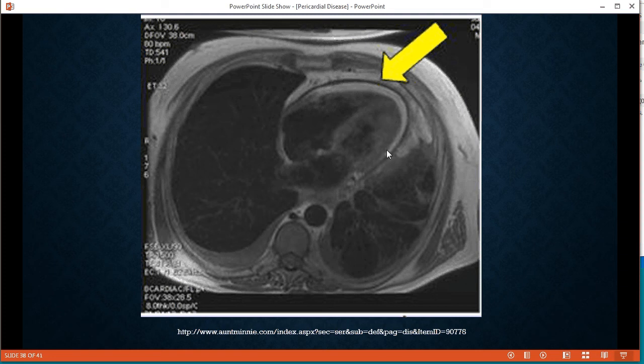This is what we call an axial section or an axial view of the chest. Axial meaning that you're cutting through from anterior to posterior, and you're looking at a cross section. Again, where the arrow is pointing, that thickened wall is in this case likely due to constrictive pericarditis.